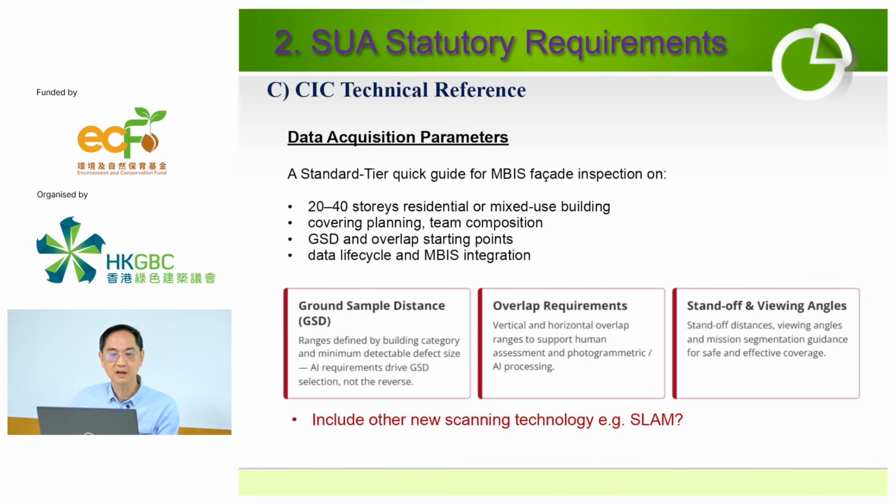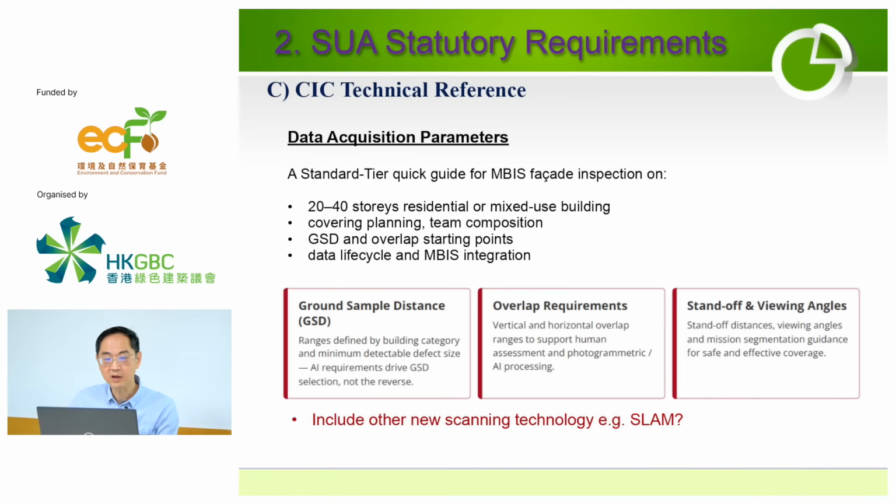For example, we have this 20 to 40 story residential building or mixed-use buildings. We need to have our planning and our team composition established. We need to have the ground sampling and overlap starting points. So the ground sampling distance rate is defined by the building category and minimum detectable defect size.